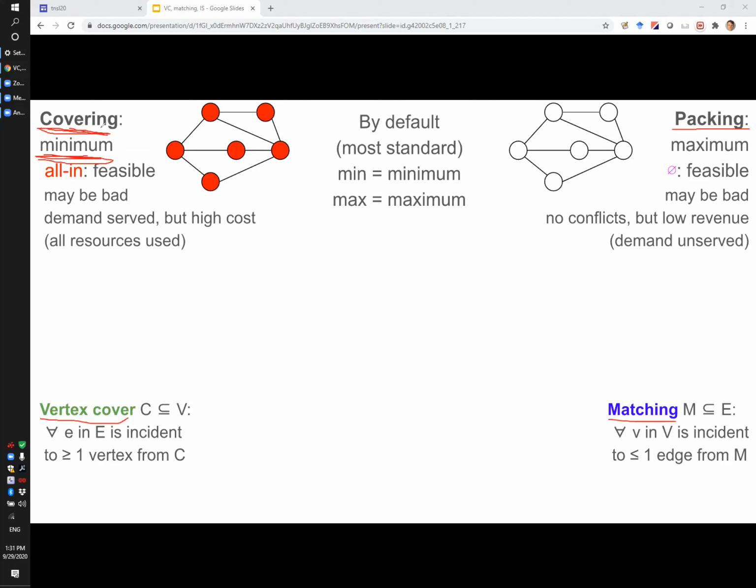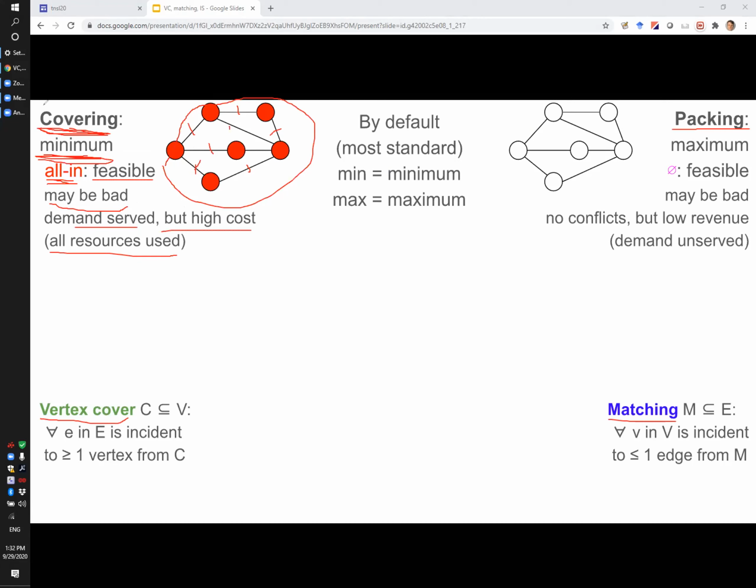And for the covering problem, usually if you just go all in, if you choose all the vertices, if all of these vertices of this graph are in the cover, then of course every edge is covered. Actually, every edge is covered twice. Every edge is covered by both of its endpoints. So this is a feasible solution. You do cover every edge, but this is not a very interesting feasible solution. I mean, it's not optimal. Yes, the demand is served, all the edges are covered, but the cost is very high. You have to use all the vertices, so you're using too many resources.